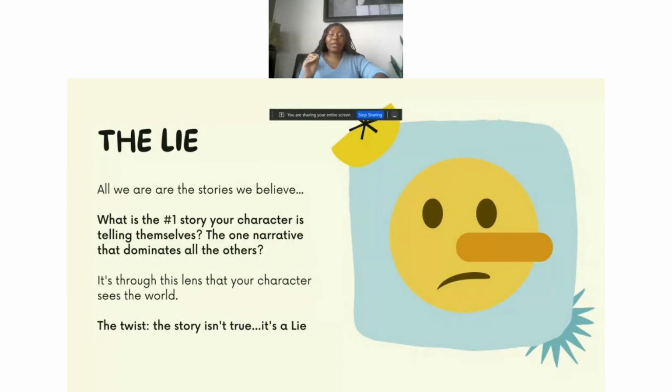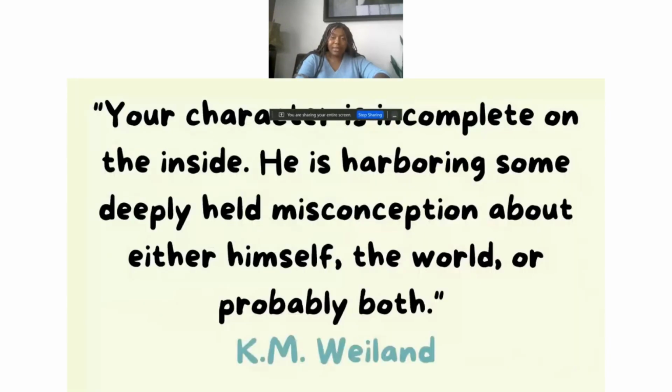That's why the lie is so important and why it's really the second step in this framework. Super important to start off with this right after you pick the Enneagram type, because the lie is, I can't emphasize it enough, the lens through which they view the entire world, and it will affect every other step from here on. So there's a twist to the story. The story that the character is telling themselves isn't true. It's a lie.